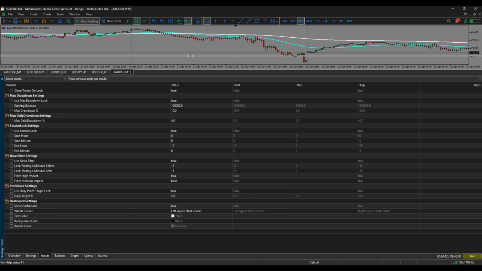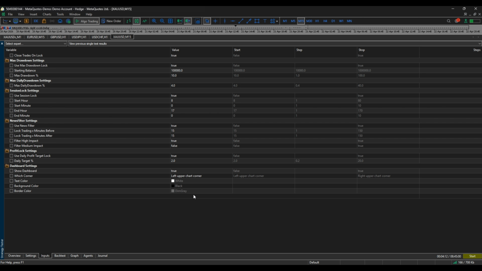I will show you what you get with the actual trade lock. So we have a close trades on lock setting, which means if any of the blocks happen where trading is no longer allowed, it closes any open trades as well. If you set this to false, then any open trades will stay open, but no more will be allowed. That's your personal preference. The max daily drawdown settings, we set this to 4%.